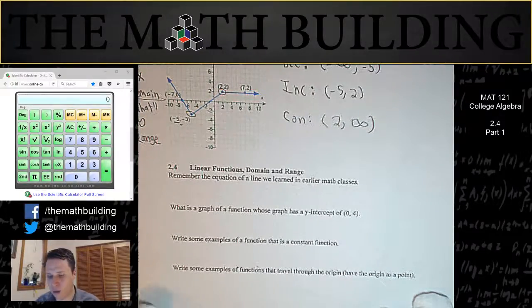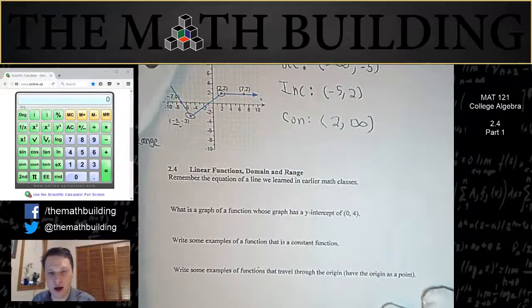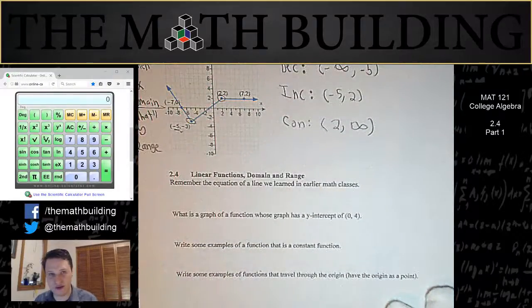Lines are one of the easier graphs out there, and you should have learned all of this, or at least most of it, in a previous math class. If not, or if you don't remember it, let's refresh it really quickly.